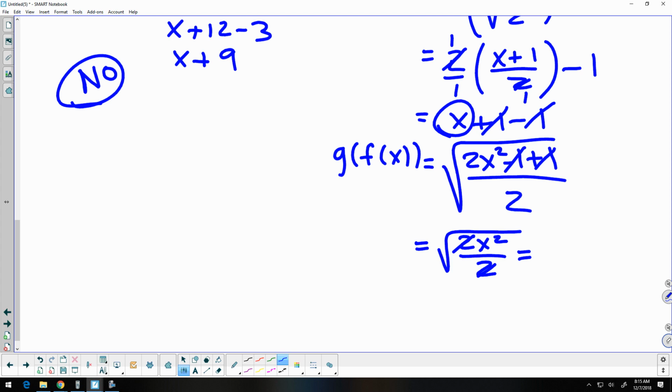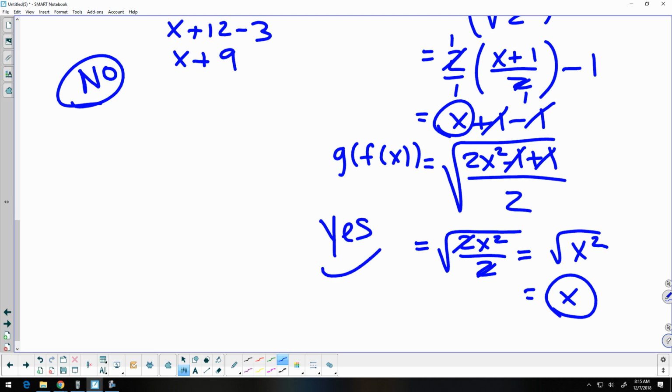So now I'm left with the square root of x squared, and we know the square root of x squared by now. That's just going to be positive 1x. All right, so it looks like it works out. We get positive 1x, so this one would be a yes. Those two are inverse functions.